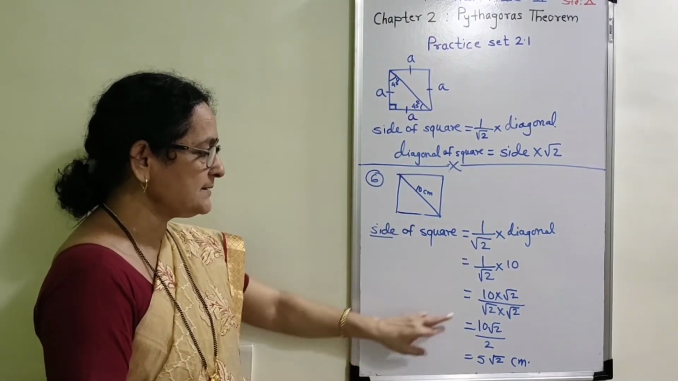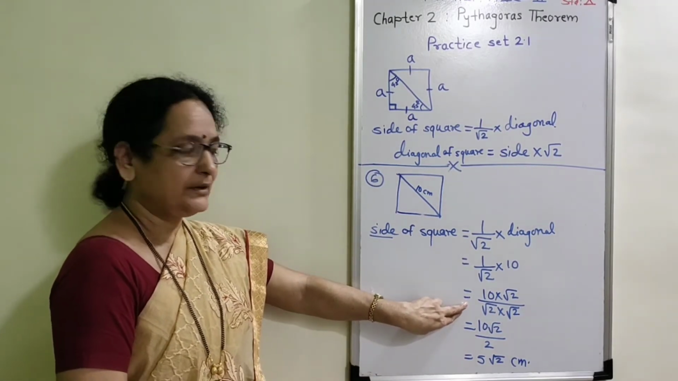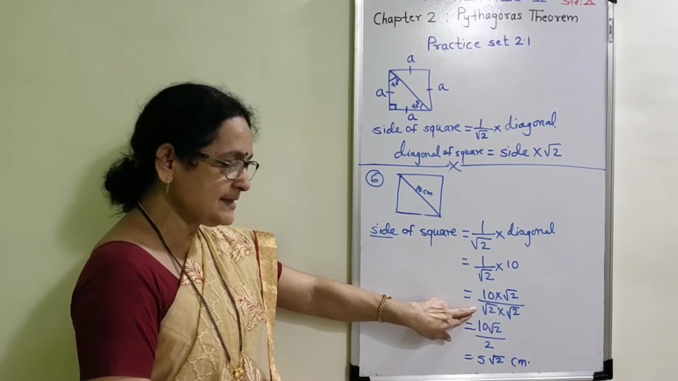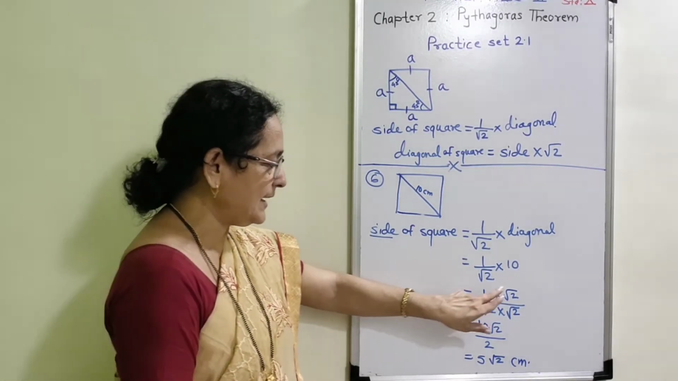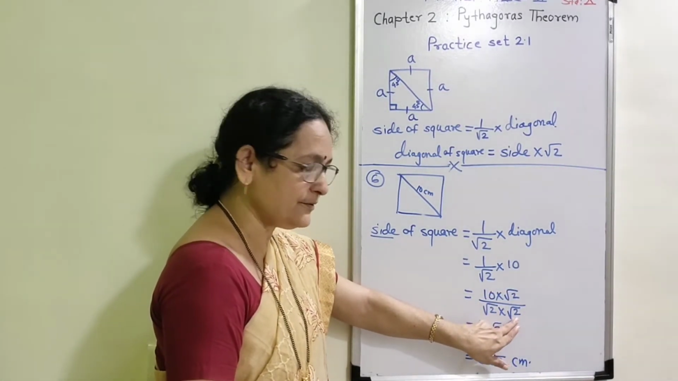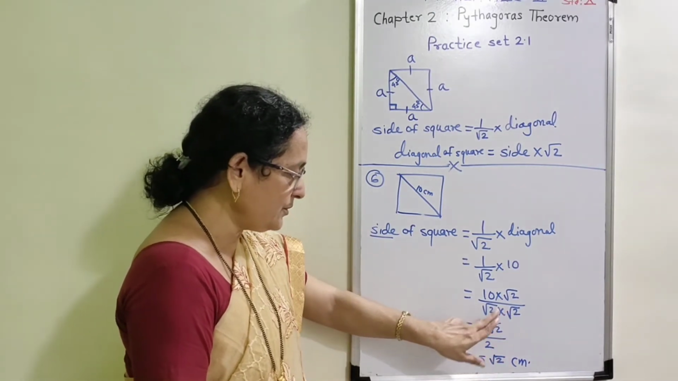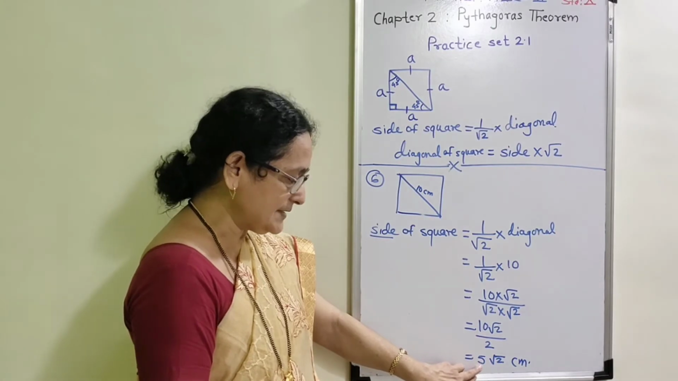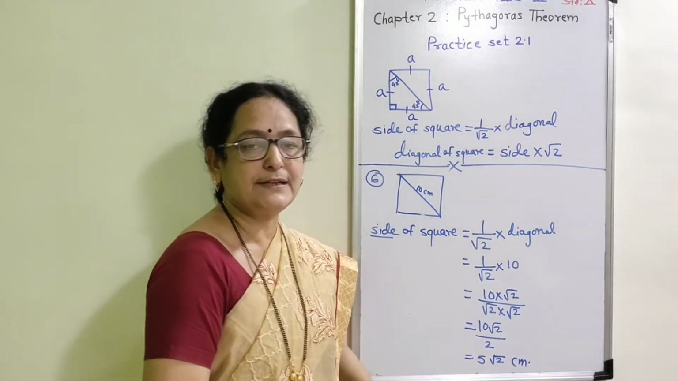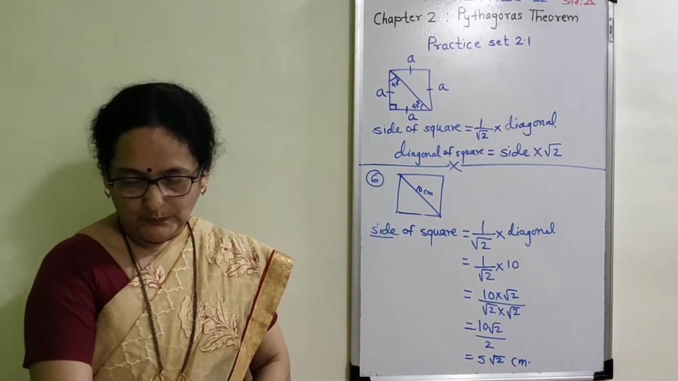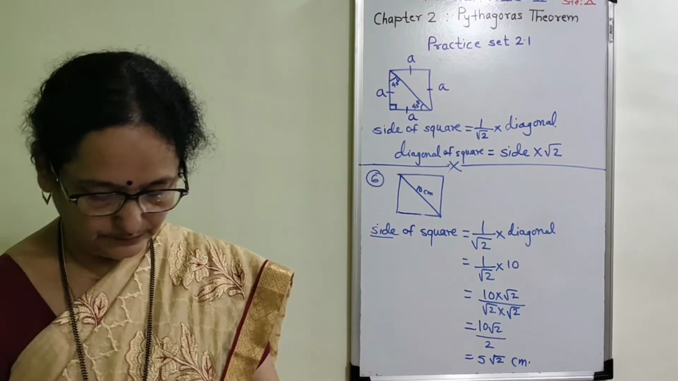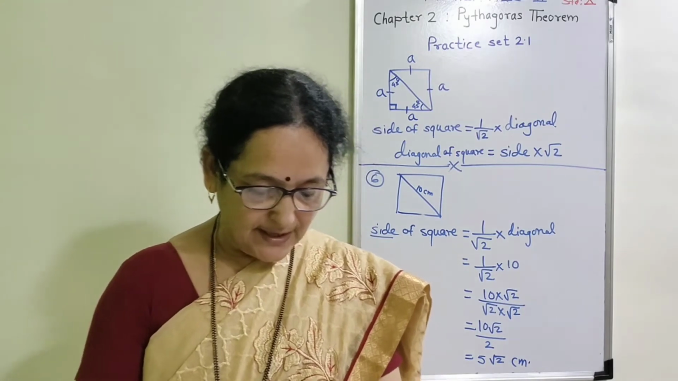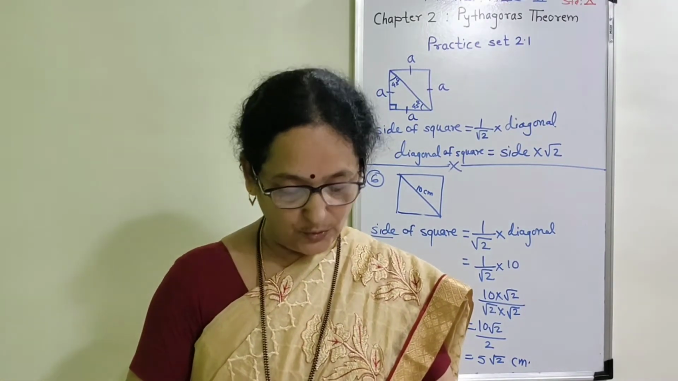Please remember this. Here we have applied how to rationalize the denominator. To rationalize the denominator, I have multiplied numerator and denominator with root 2. Root 2 into root 2 is equal to 2. Divide 10 by 2, your answer is equal to 5 root 2 centimeter. Now students, solve example number 7 and 8 as homework.